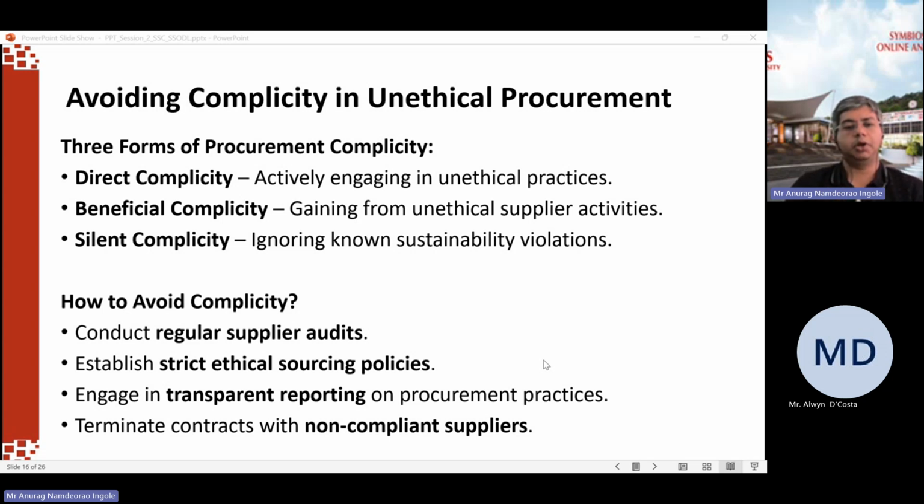You conduct regular supplier audits, you establish strict ethical sourcing policies, you engage in transparent reporting on procurement practices, and you terminate contracts with non-compliant suppliers. You have to be hard on your suppliers, on yourself as well, because unethical procurement practices, how dangerous they can be, you all are aware.